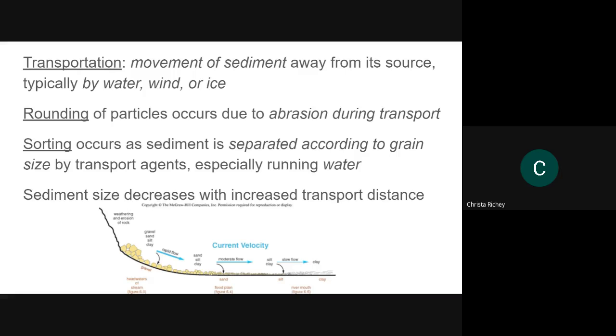So where your river's flowing faster, larger rocks can be moved. Where it's moving slower, your smaller particles will settle out. It's the natural version of what you see on those shows.